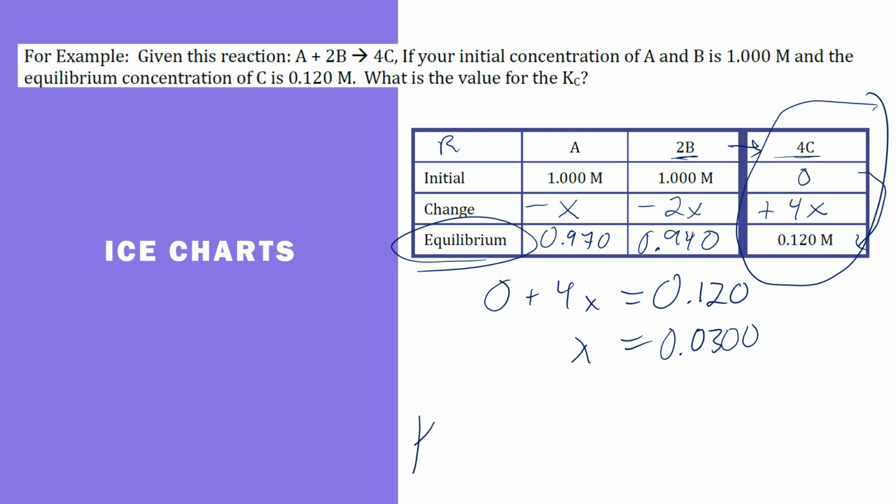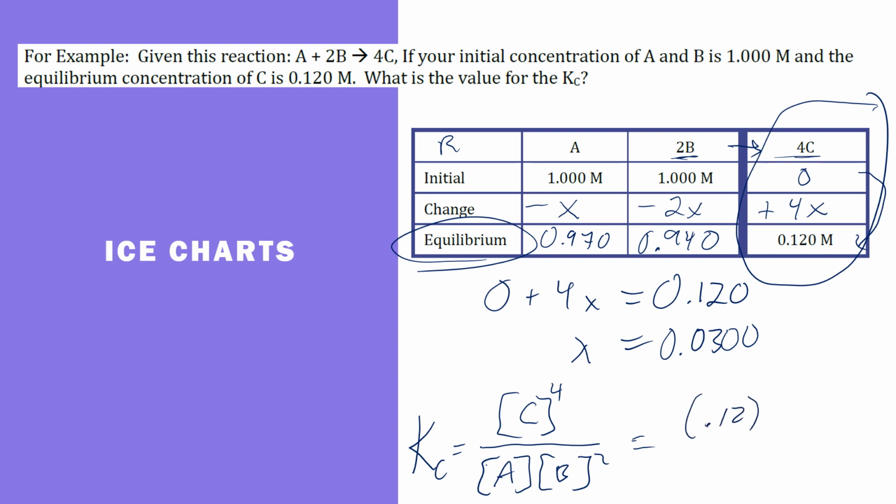And you should write your equilibrium expression. Kc is equal to the products over the reactants. So it's C to the 4th over A times B squared. And so we need to plug in our values. C is 0.12, and you will raise that to the 4th power. A is 0.97, and B is 0.94 squared.